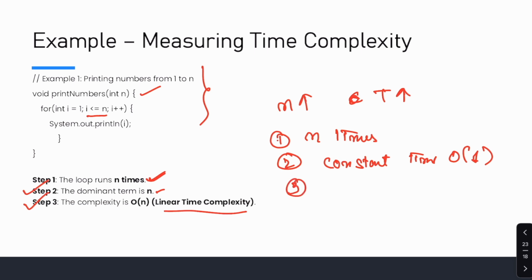Third, we have to calculate the total time taken. We multiply n into O of 1, then we get O of n. So this function has O of n time complexity, meaning as the input grows, the execution time also increases linearly.